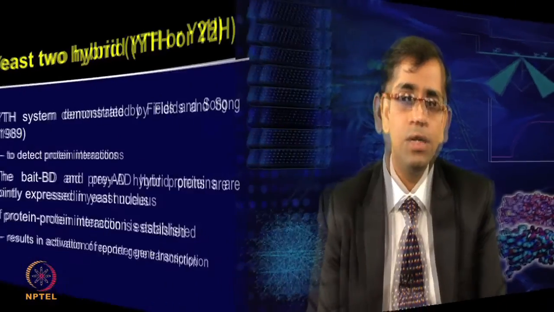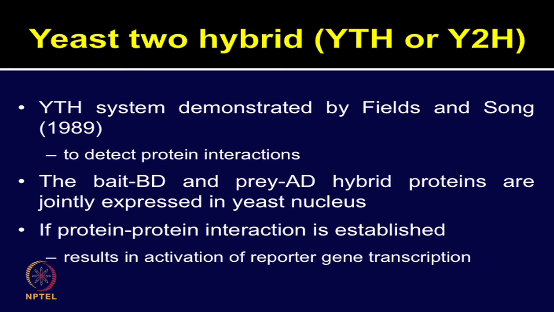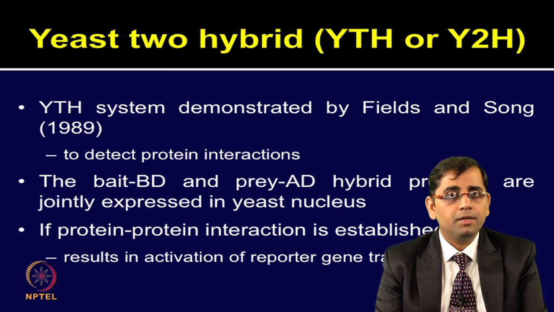The prey protein is a protein whose interactions with the bait need to be determined. The prey protein is fused with the activation domain of the transcriptional activator. So, the successful interaction of bait and prey protein activates the transcription of reporter genes. The yeast two-hybrid system was first demonstrated by scientists Fields and Song in 1989 for studying protein interactions. Since then, this approach has been widely used in different organisms for various types of biological questions.